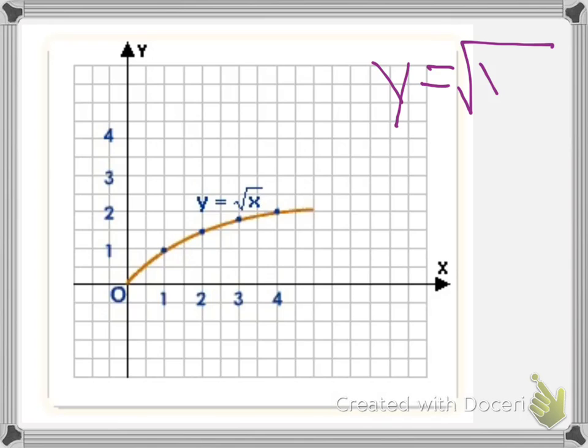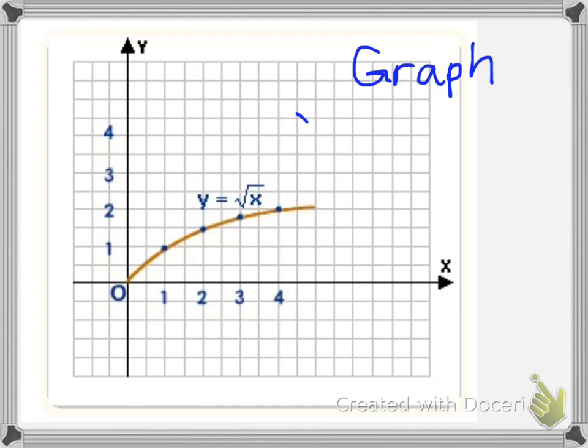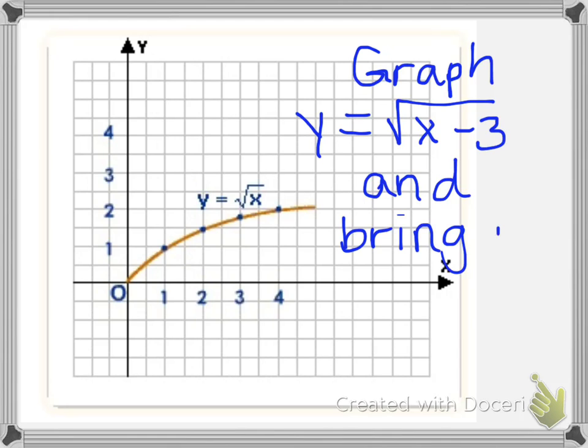So let's do an example. If we have y equals the square root of x plus 1, all under the radical, what are we going to do? It's adding, so we're going to move to the left. Feels weird because you think when you're adding you're going to go to the right, but no, we're going to go to the left. So we're just going to move every point over 1 unit, and then that is how we will get our graph. Now I would like you to graph y equals the square root of x minus 3 on your own and bring it to class for me to look at.